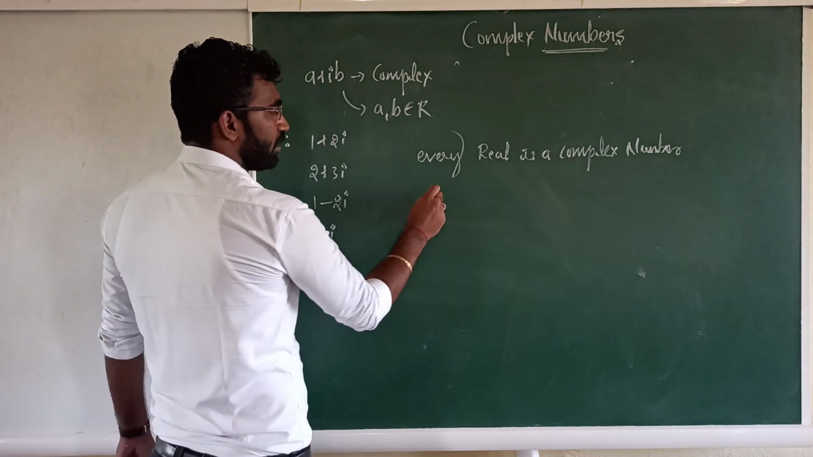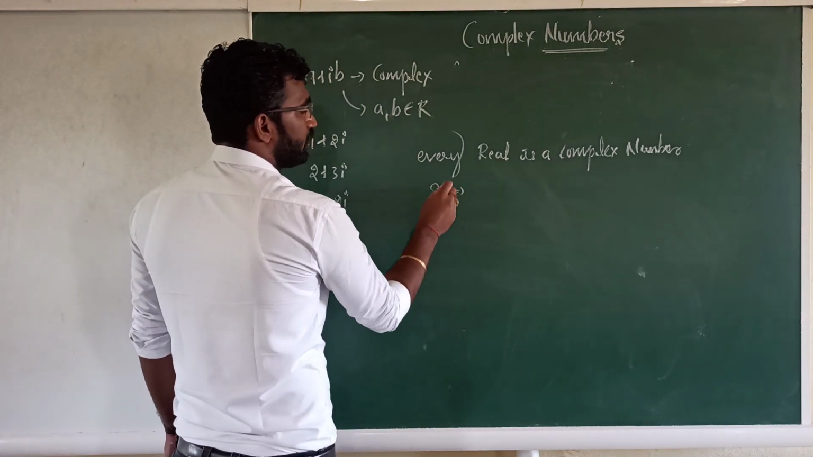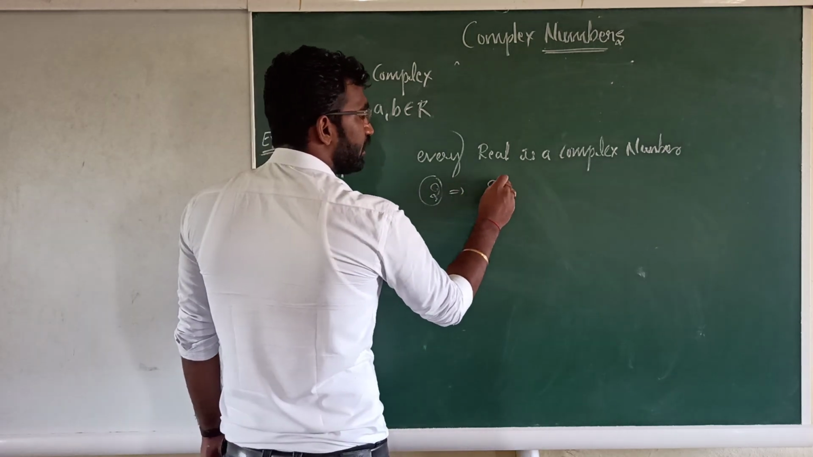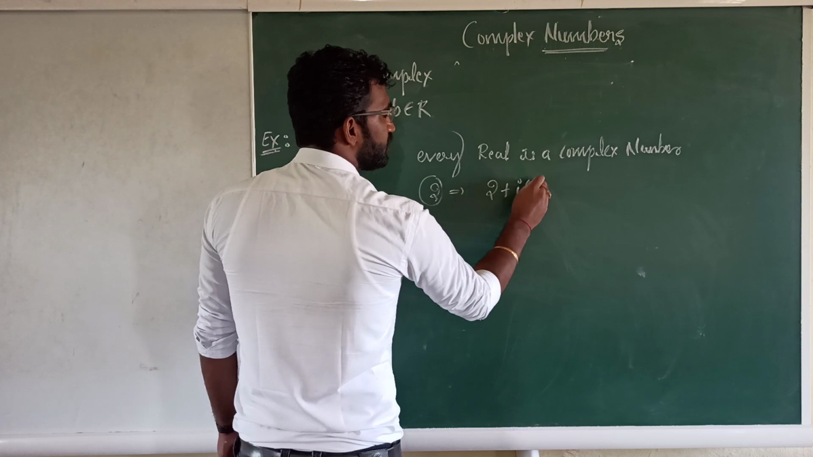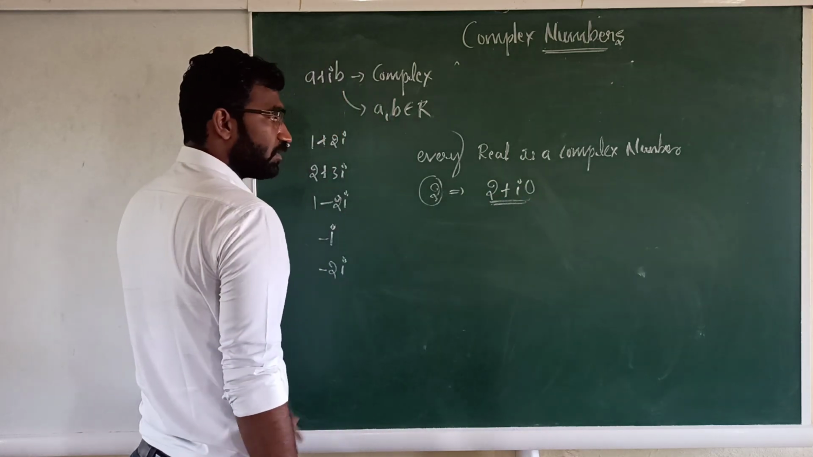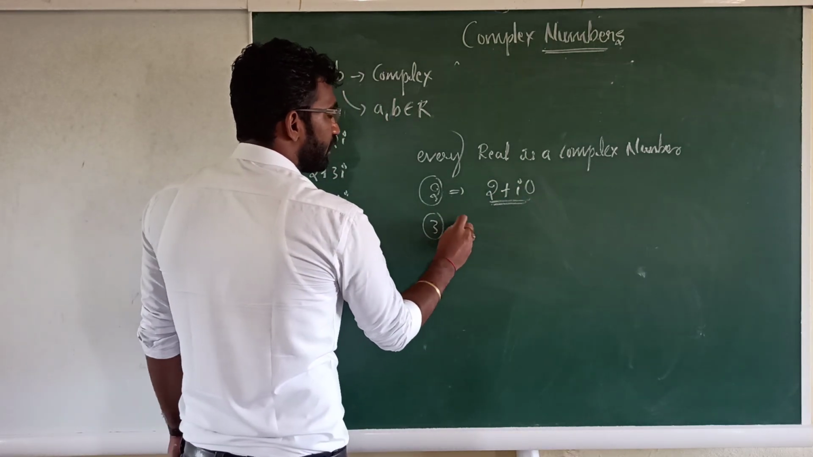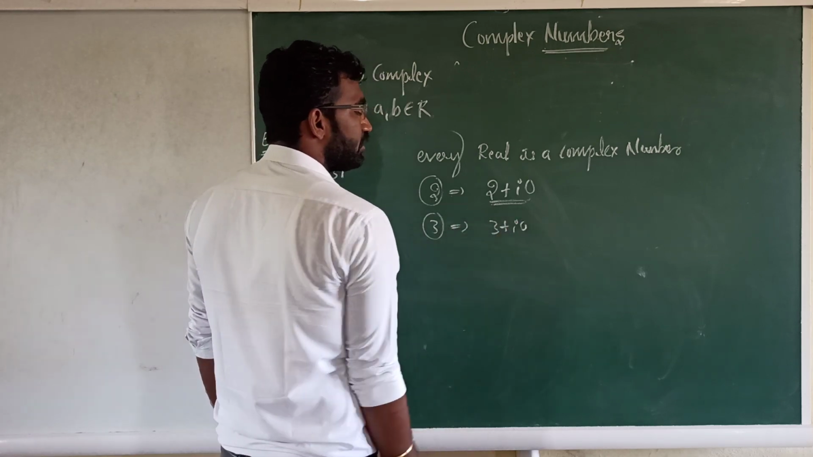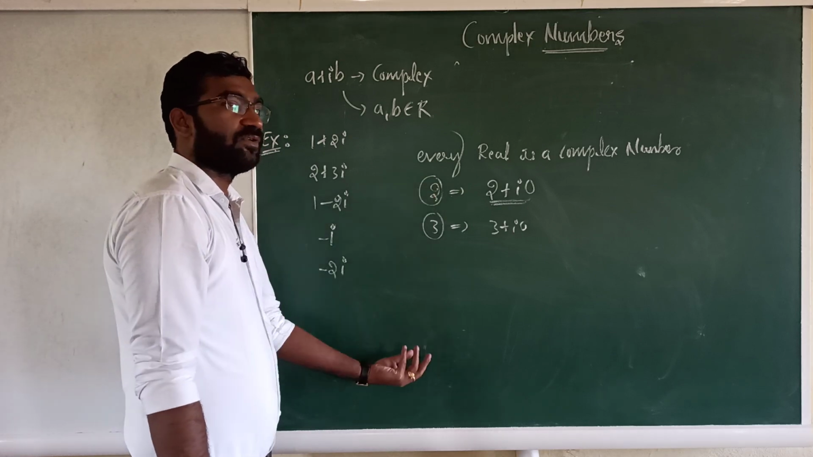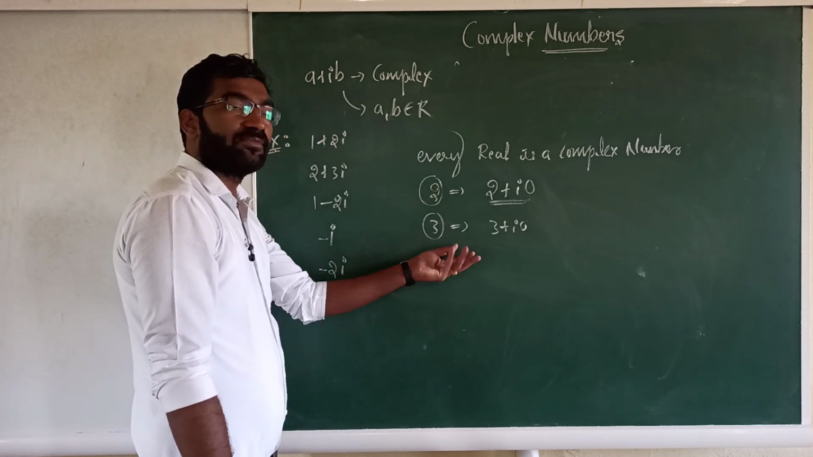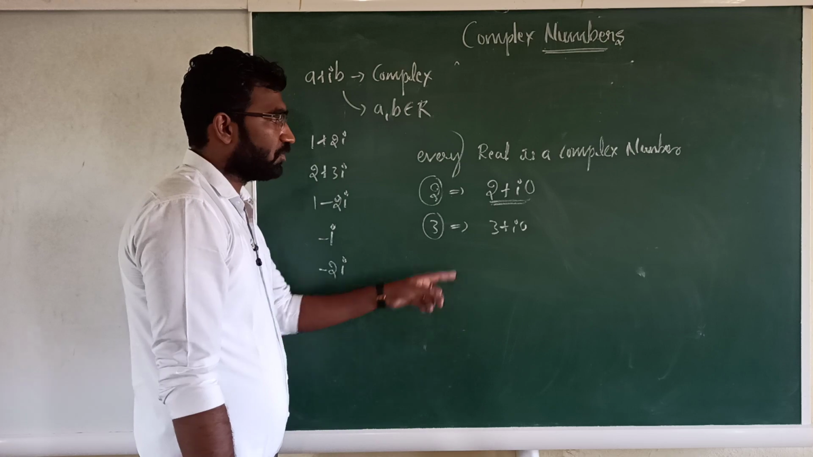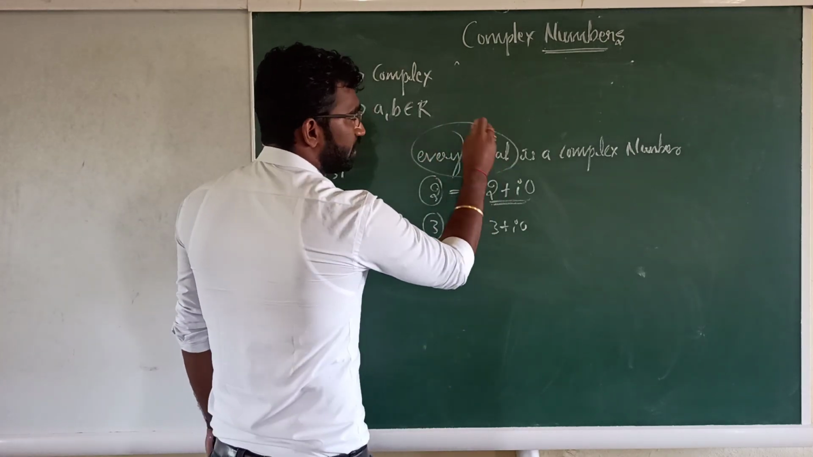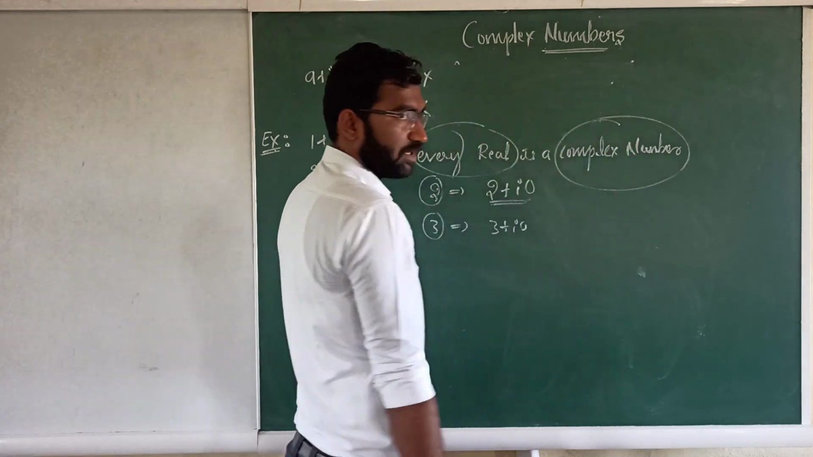For example, I will take 2, it is a real number. I am going to explain how it is a complex number. 2 can be written as 2 plus i0, which is also true. If I am interested to write 3, how am I going to write it? 3 can be written as 3 plus i0, right? If you take any number, you can write it in the form of that number plus i0, which gives again the same number. Therefore the conclusion is that every real number is a complex number, right?